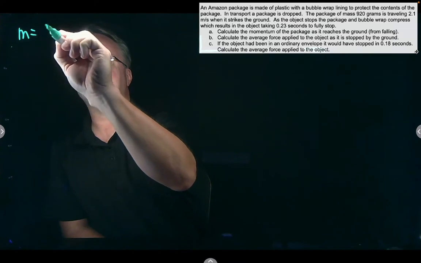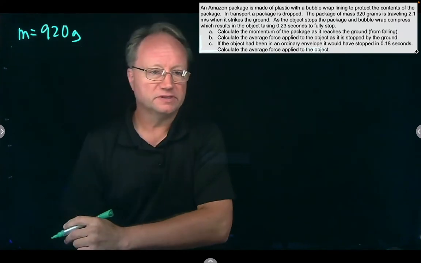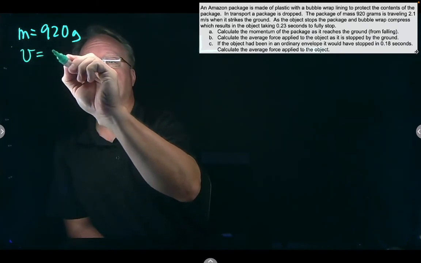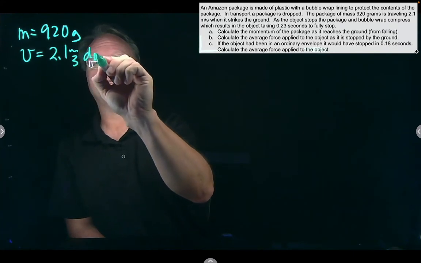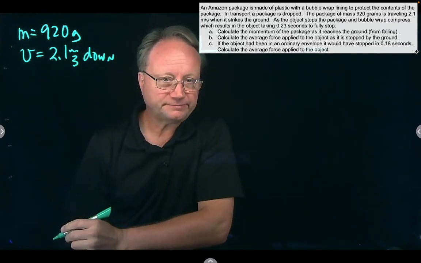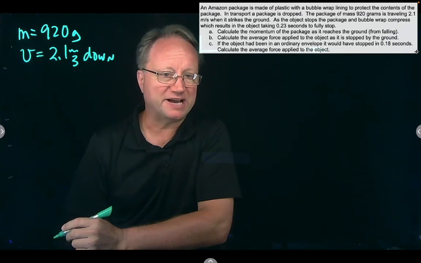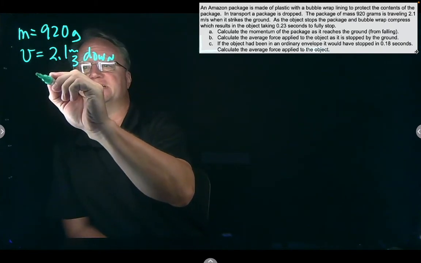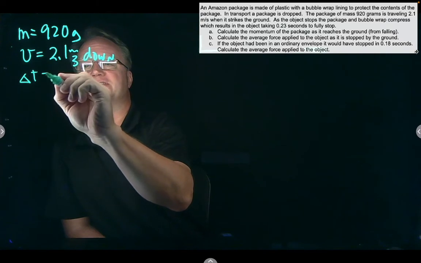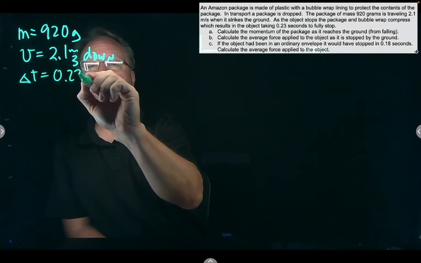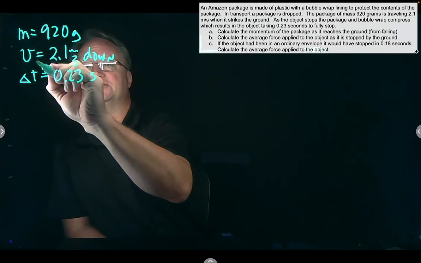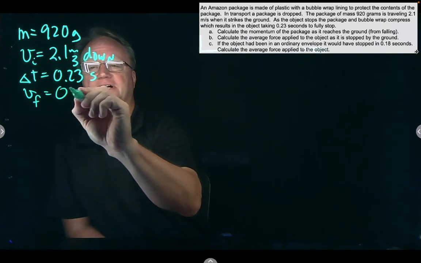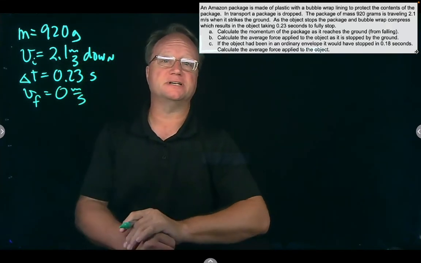We have a mass of 920 grams. When it's dropped and it reaches the ground, it's traveling at 2.1 meters per second, and that would be downward. The object stops, the package and the bubble wrap compress, which results in the object taking 0.23 seconds to fully stop. So we've got two pieces of information there, 0.23 seconds and stop. So that means the 2.1 meters per second is the initial velocity, and the final velocity would be 0 meters per second because it stops.